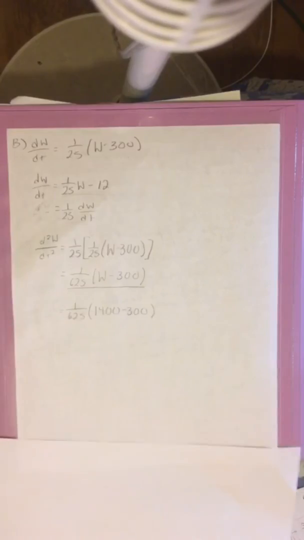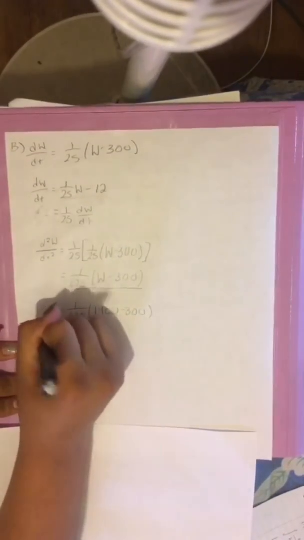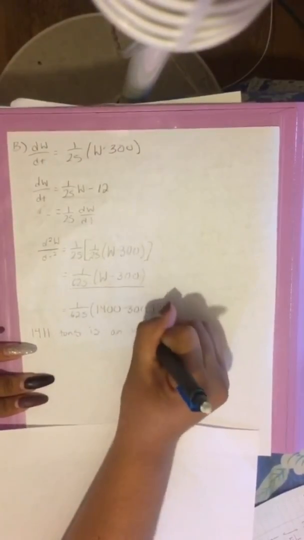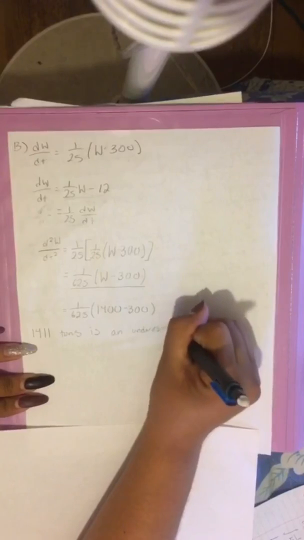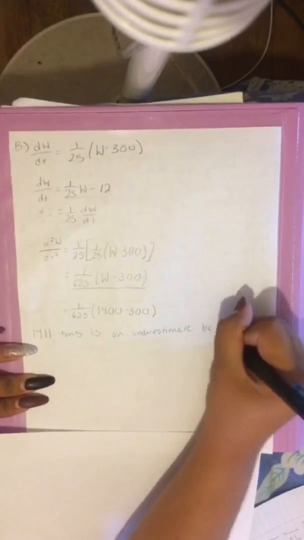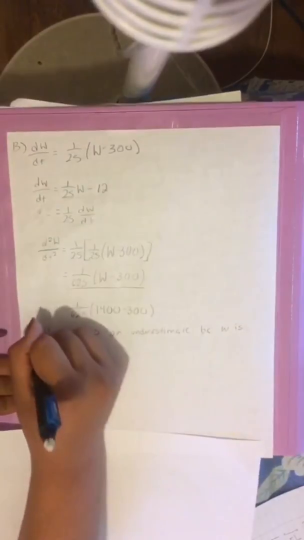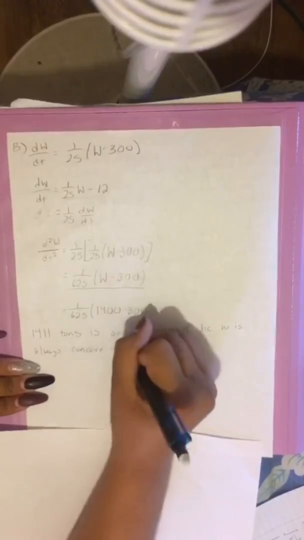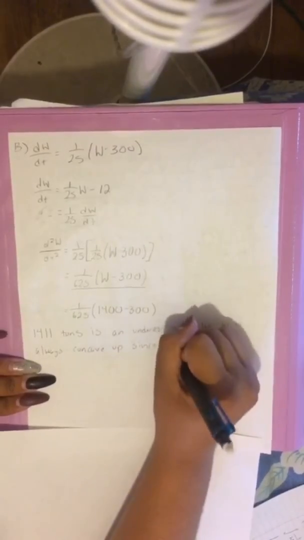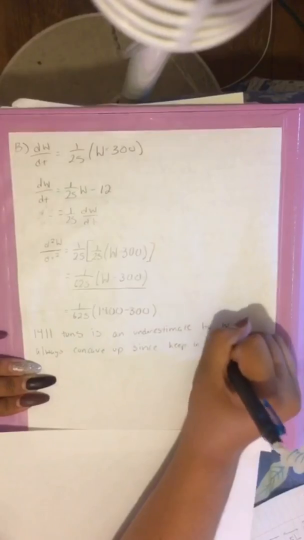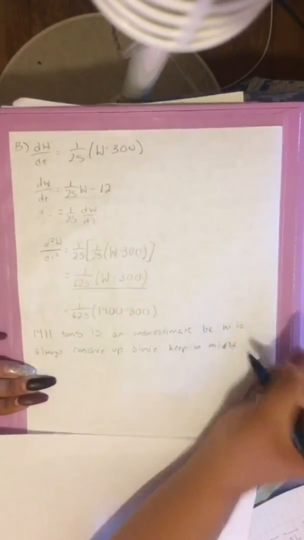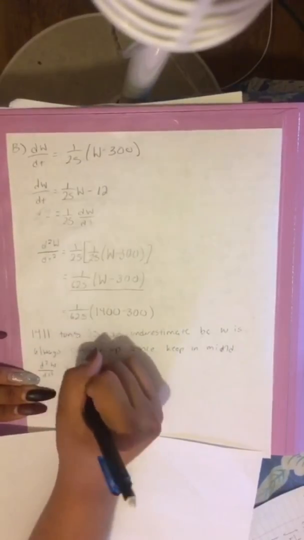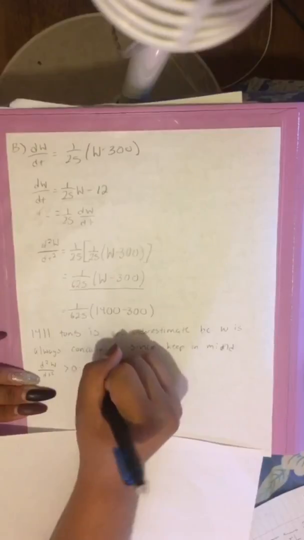So we know that 1411 is an underestimate because W is always concave up. Keep in mind the double derivative is bigger than 0 on the interval.